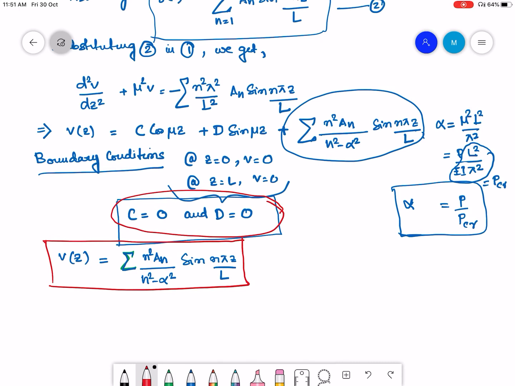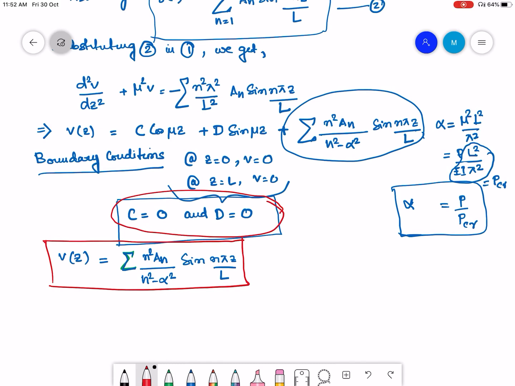P equals P critical was an eigensolution for the problem, and the shape of deformation, which was B sine n pi z by L, was the eigenfunction of the problem. As we know, the value of an eigenfunction, or eigenvector if you are more comfortable with that, is undefined, which actually corroborates with the physics of the problem as well, as I said before.